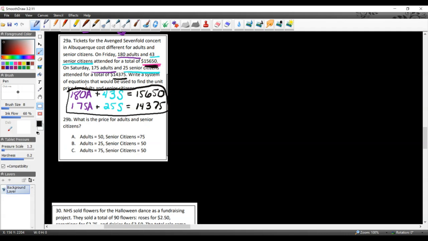The next one says, what is the price for adults and senior citizens? So luckily for us, we have multiple choice. So all we're going to really have to do is plug stuff in. So these numbers, like this number and this number, would get plugged into here and here. And if it equals 15,650, well, that would be a check mark, right? And then we have to plug it into the second one here and here. And if it equals this one, well, that'd be another check mark. And if there's two check marks, what do you think that means? Well, it means it's a solution.